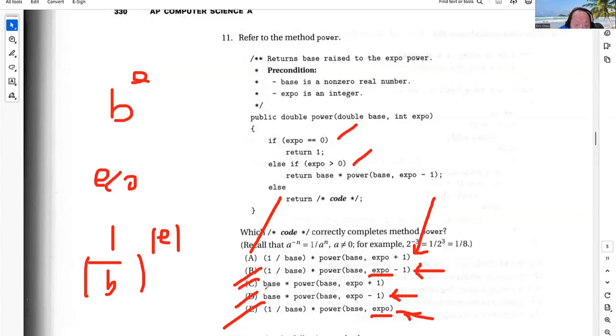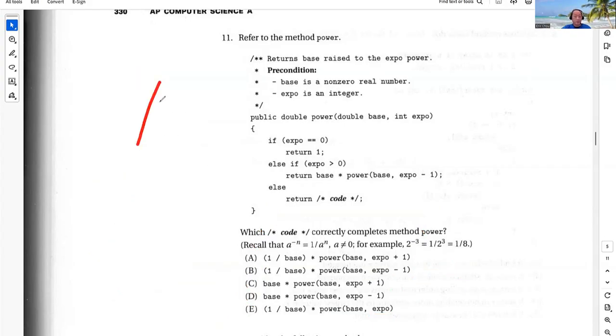C and D are wrong because every time they multiply the base, that's wrong. It's actually 1 over B. And then this one never stops because your exponent keeps dropping down. This one, you never change your exponent. It's also wrong. Okay? So this one is A.